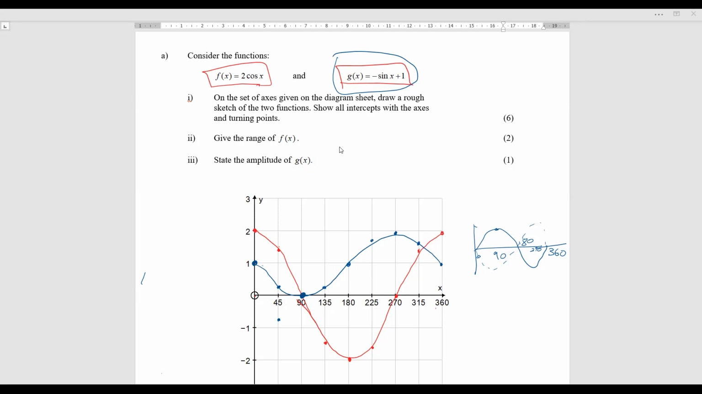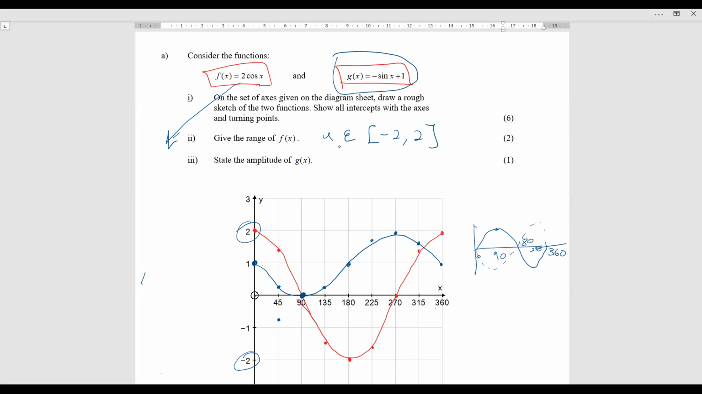Let's talk a little bit about this graph. What is the 2 in front telling me? Let's look at f. What is the 2 in front telling me? It's telling me that my amplitude for this graph is 2. Are we all in agreement there? Okay. So the question here is: find the range of f of x. If we look at the red graph, your lowest value is -2 and your highest value is 2. So our range would be y is an element running from -2 to 2.